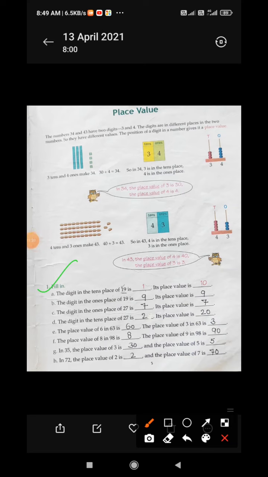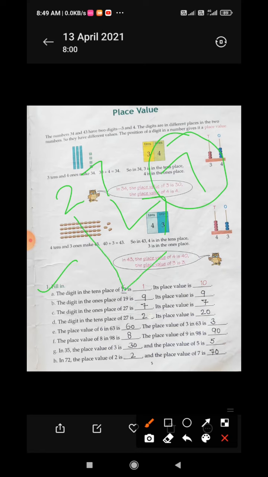Here I want to explain one thing about place value. Suppose you have 27 and you want to know the place value of 7. It is on the ones place, 7 is on the ones place. The place value of 7 is 7, and 2 is on the tens place. So the place value of 2 in 27 is 20. Okay students, I hope you understood this one.